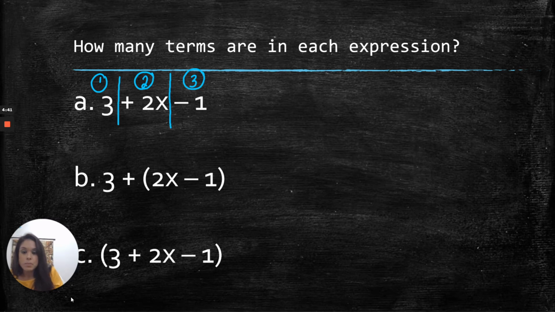Okay, example B, 3 plus 2x minus 1. So I'm looking for my plus and minus signs. Here is my first term, which is 3. My second term is 2x minus 1. And then in example C, I have in parentheses 3 plus 2x minus 1. This is an expression all in one. This is one expression, or one term. So there is only one term in example C.